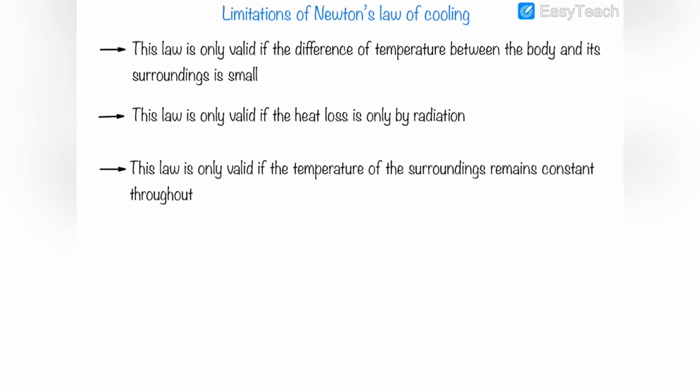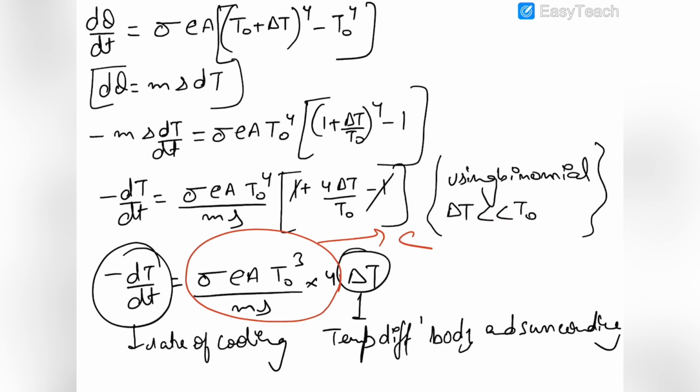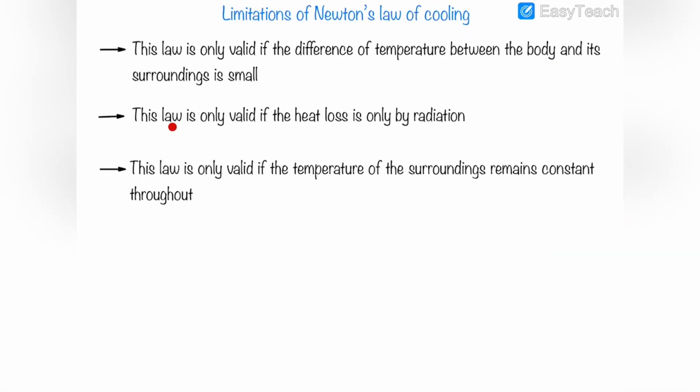Now let us also discuss 3 limitations of Newton's law of cooling. The first limitation is that this law is only valid when the difference between the temperature of the body and the surroundings is very small, which we have used in the binomial theorem here. The second is that this law is only valid if the heat is being lost by a body by the method of radiation only. If that body is cooling down by some other method also, then this law is not valid. We are only concerned with the cooling of the body through radiation.